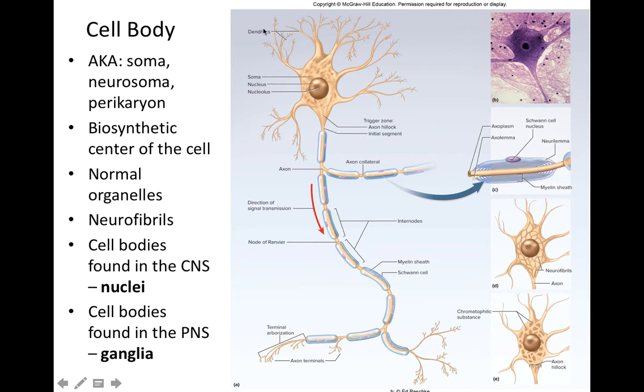But again, it's a one-way flow. Dendrites come in, so you've got information coming in, and it's going to go out on the axon, and then eventually it's going to end up at the axon terminal, and we know that we're going to release some type of neurotransmitter, and that's going to then activate our next cell. Okay.